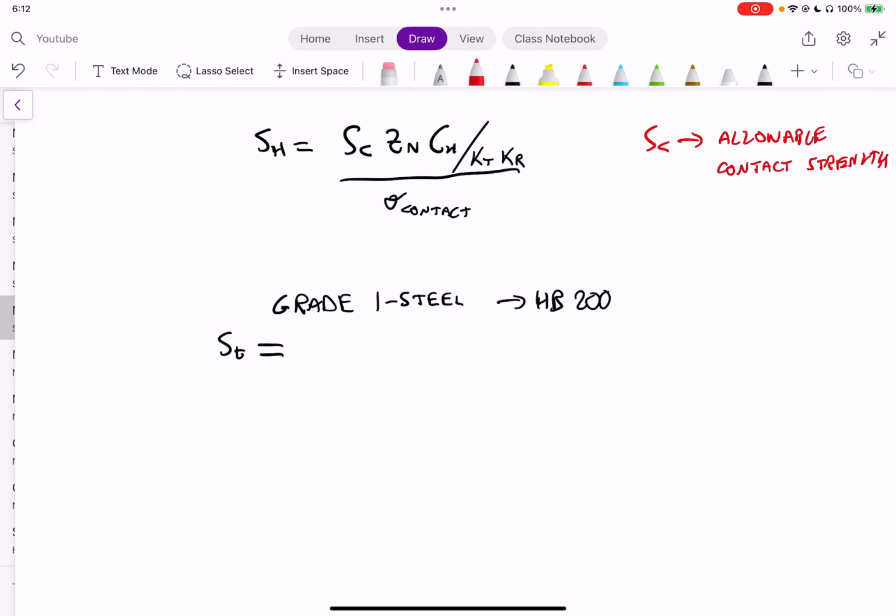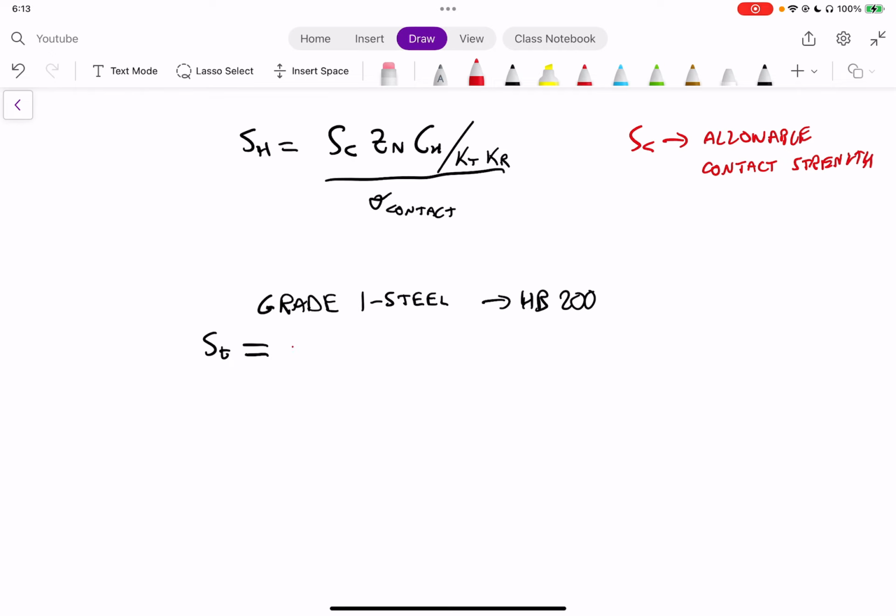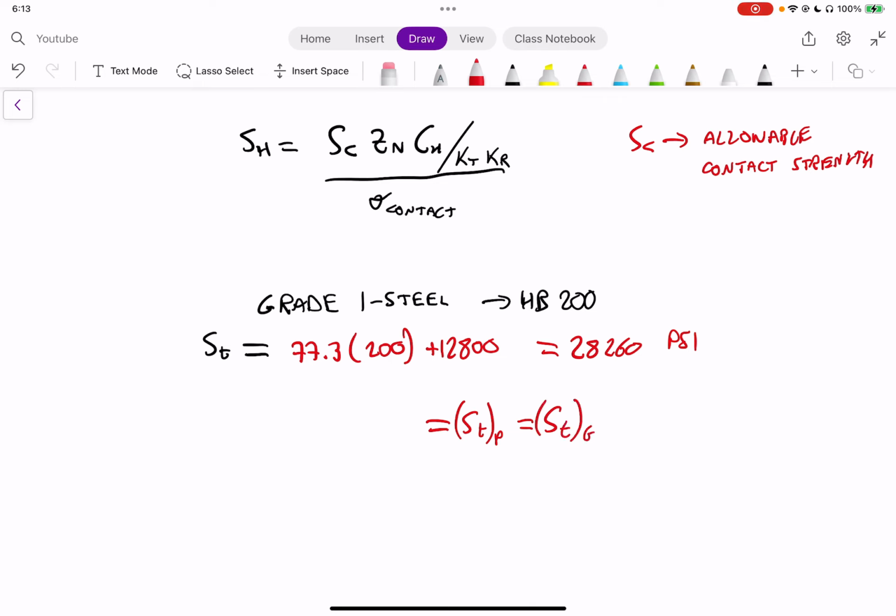So I'll write that out into our notes. So we have S sub T is equal to 77.3 times 200 plus 12,800, which gives us a value of 28,260 psi. And we also know that the material for the pinion and the gear are the same. So we have that S sub T sub P is equal to S sub T sub G.